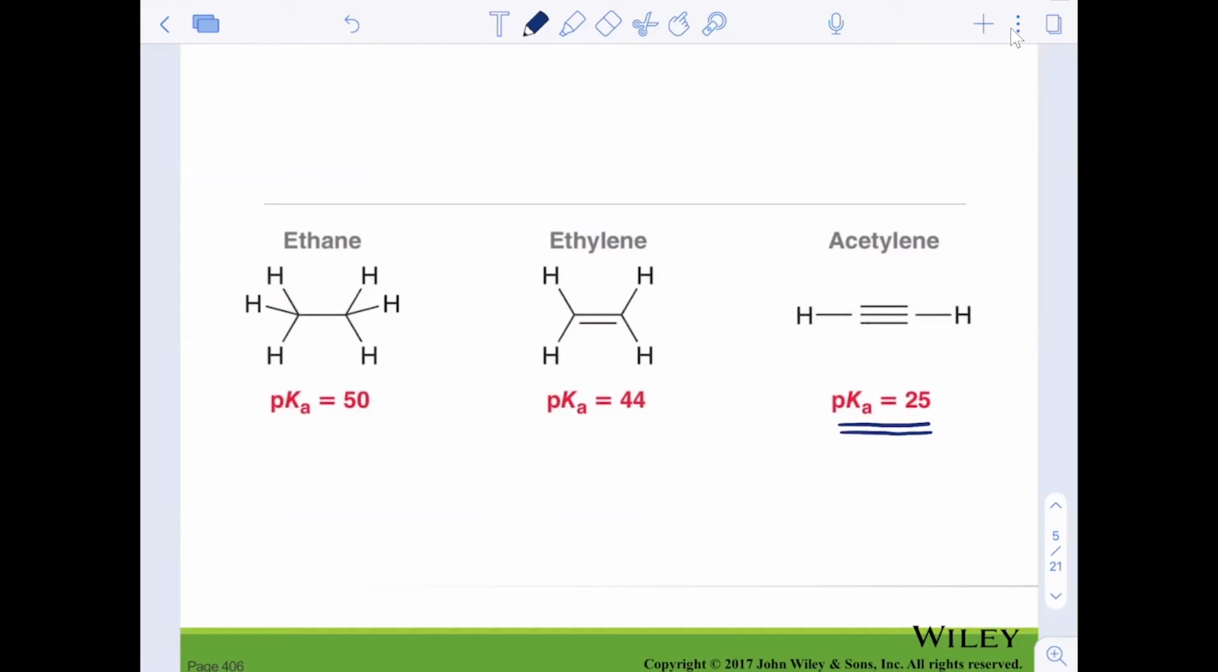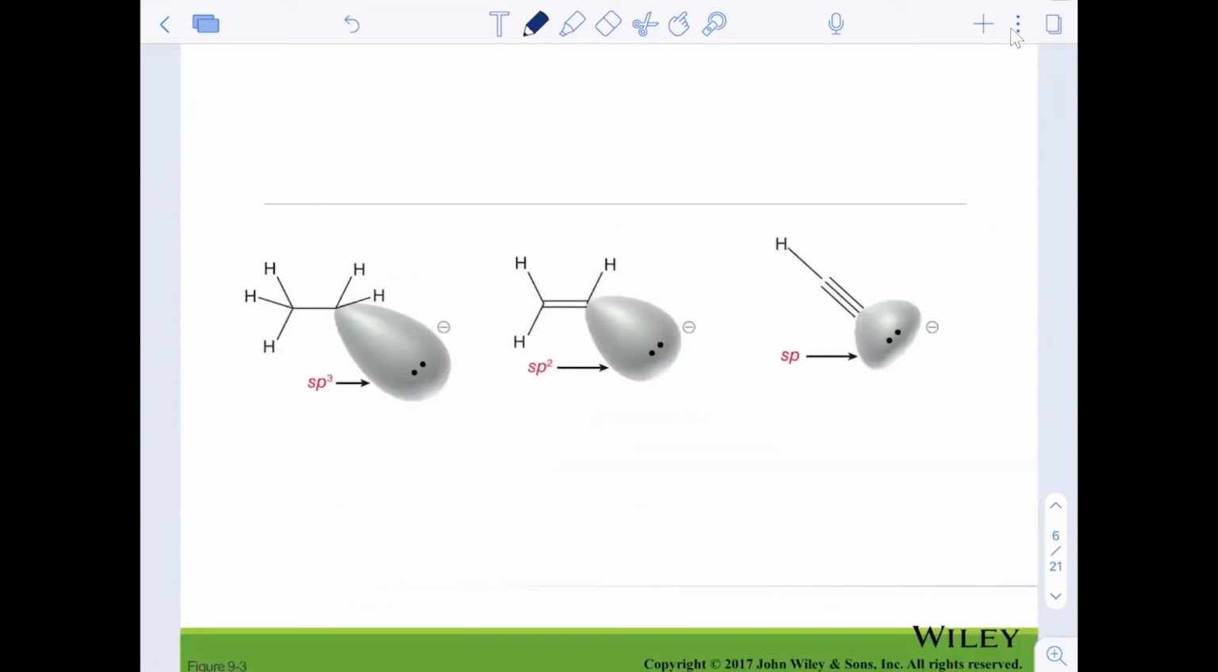And that is primarily due to s character. Remember, the s orbital is lower in energy and is smaller. So when we think about the shape of those hybrid orbitals, the closer you are to the nucleus for those electrons, the more stable those electrons will be. And so there is better stability in that conjugate base. Remember, these are the conjugate bases. And so the more stable the conjugate base, the more reactive the original acid was.